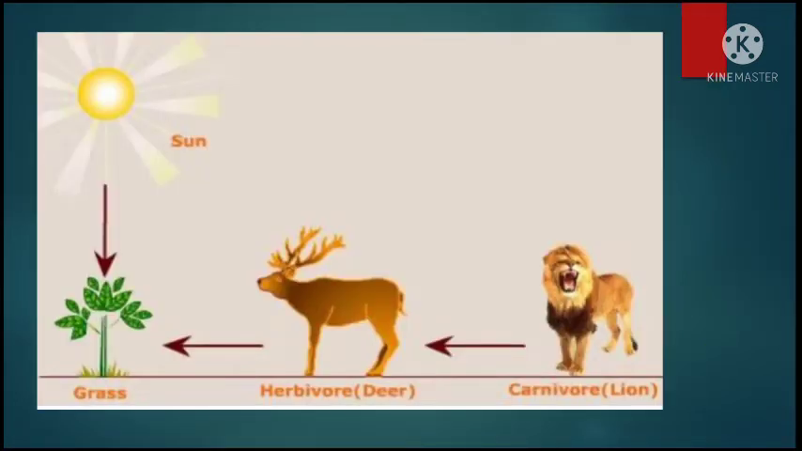Now in order to explain the food pyramids to you, I have taken an example of a food chain, a very short food chain. Grass is eaten by a primary consumer, deer. This deer, the primary consumer, is further eaten by a carnivore or a secondary consumer, lion. So on the basis of this food chain, we will try to understand the different types of food pyramids.